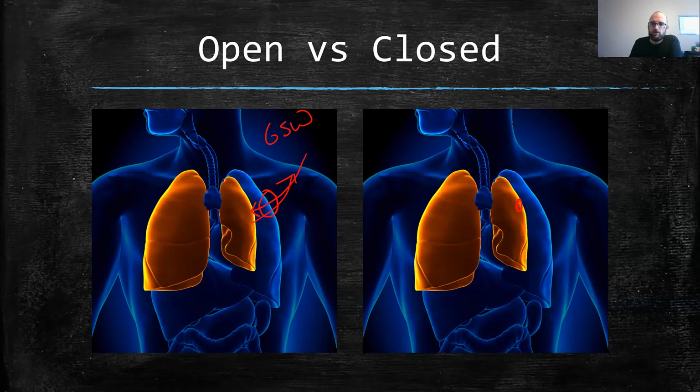So in a closed pneumothorax, the chest wall is completely intact. There's no penetrating injury, but there's now a hole in the lung that's allowing air to leak out. Every time they take a breath, some of that air goes into the pleural space, and it builds up and builds up and builds up from there.